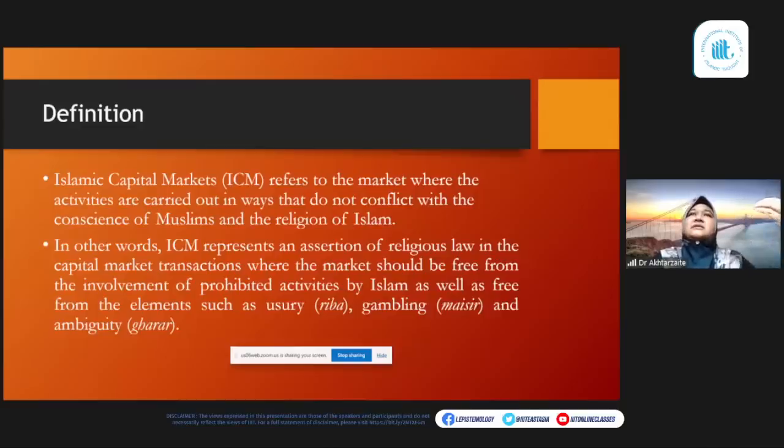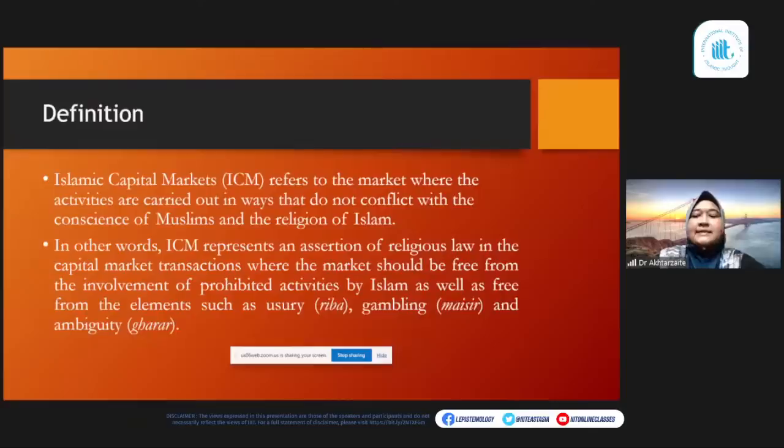But in terms of functions, in terms of the mechanism, basically it will be the same like the capital market. So if we understand capital market, we can also understand Islamic capital market, for that matter. In other words, the Islamic capital market represents an assertion of religious law in the capital market transactions, where the market should be free from the involvement of prohibited elements like riba, gharar, and maisir, as I said just now.